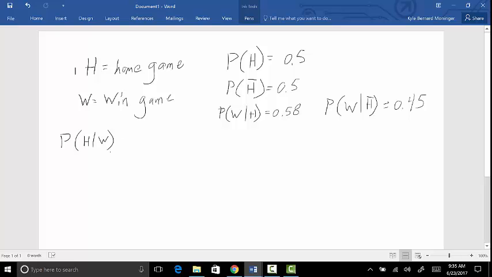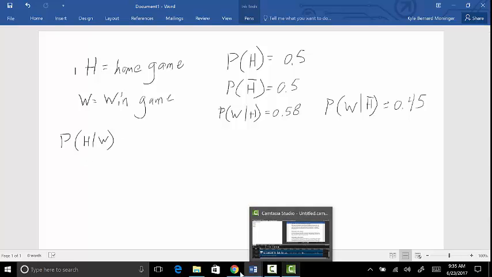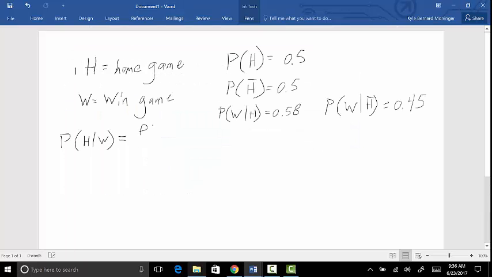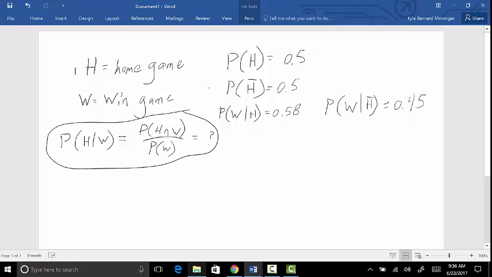So I'm going to look at my probability review sheet to find the formula to calculate this. To find a conditional probability, it's the joint of the two events over the given information, equal to the joint probability of both events, so H and W, over the probability of the given information, probability of a win. So this is what I'm trying to find. This is what I have. None of these pieces will work here, so I need to calculate both of these.